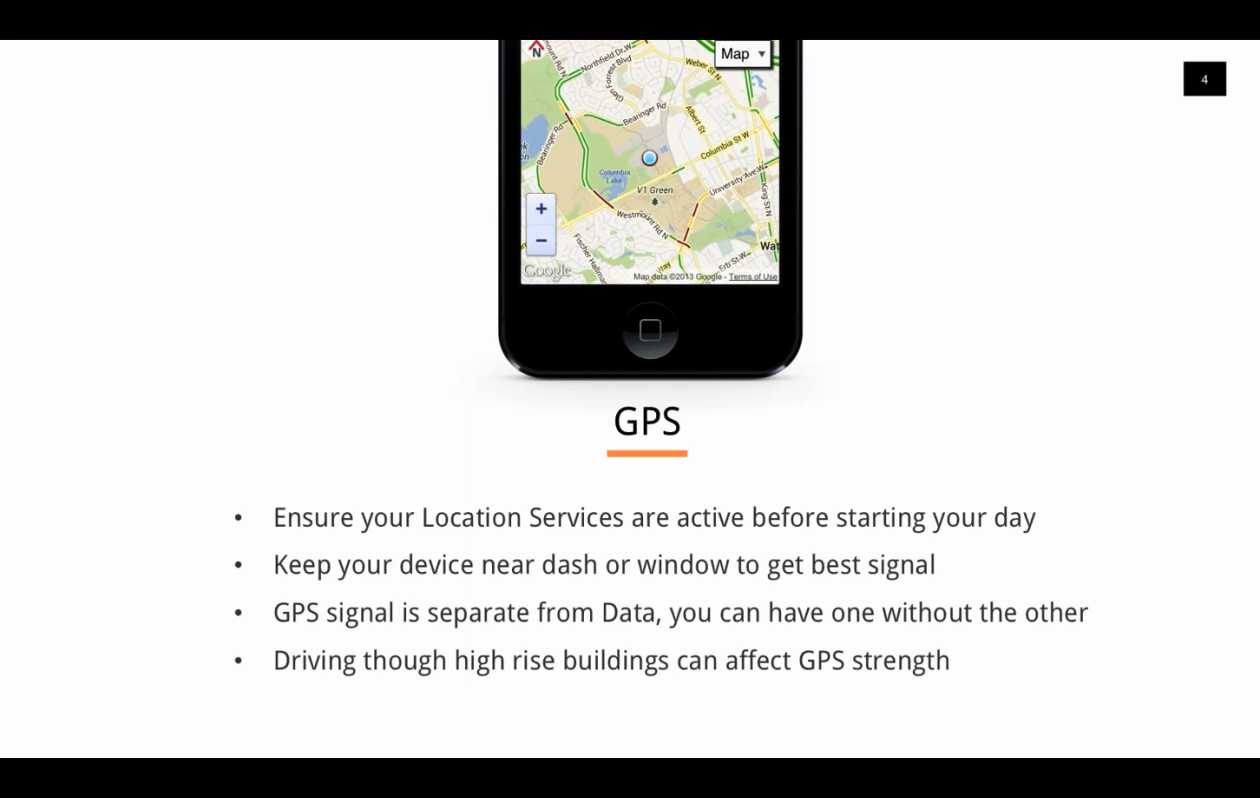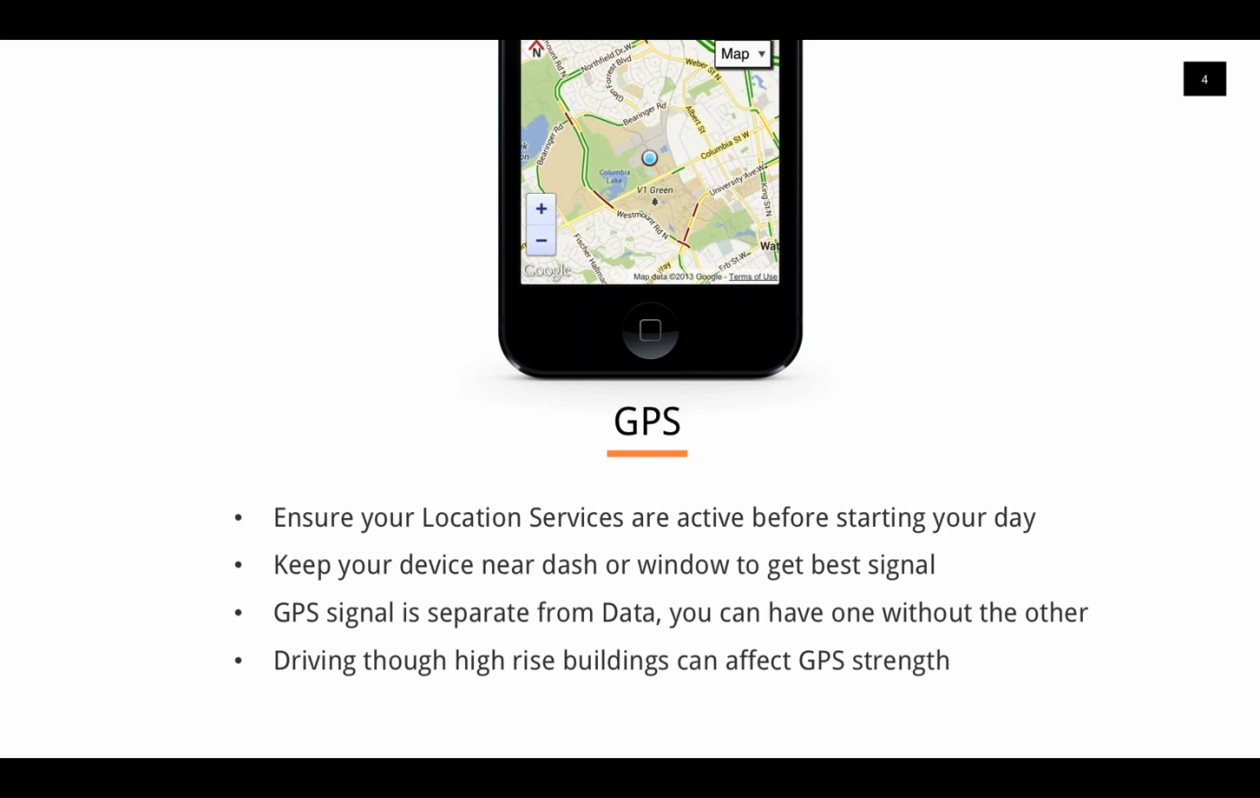Next big thing is GPS. Debbie mentioned it a lot there. You saw it in the emulator she was using. She obviously doesn't have GPS service because it's just based out of the computer. But using your GPS and keeping it on during your entire day is definitely going to help you have better results with your BigRoad logs. So it's really important to make sure that you turn your location services on at the start of every day to make sure it's on. Also, try keeping your device up near the dash. You're going to get the best service in that situation.